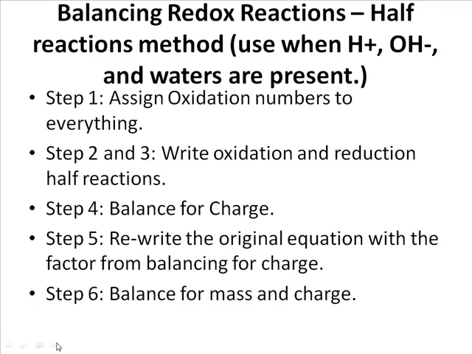Step 1 is to assign oxidation numbers to everything. Step 2 and 3 are to write the oxidation and reduction half reactions. Step 4, you are to balance for charge. Step 5, you are to rewrite the original equation with the factor from balancing for charge. Step 6, you are to balance for mass and charge at the end.